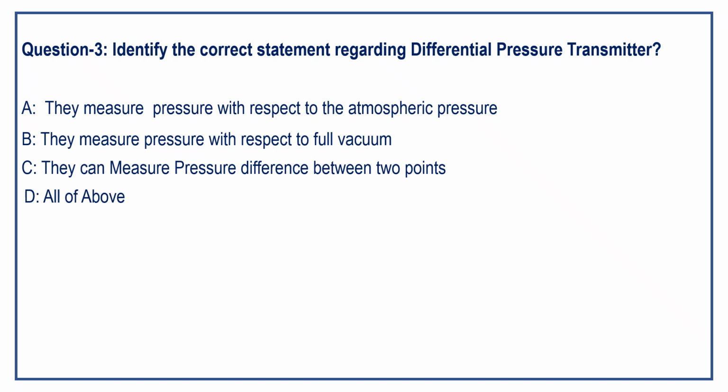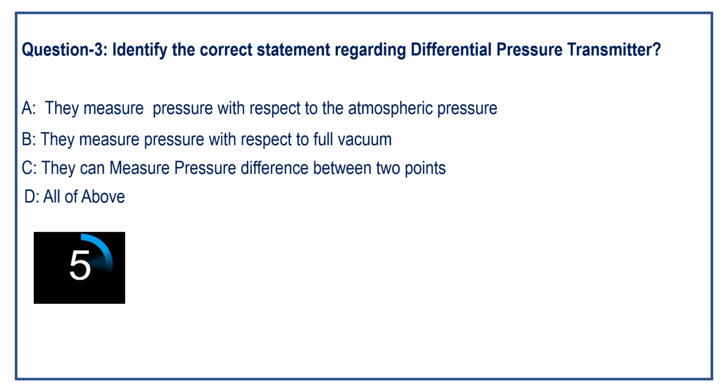Next question is identify the correct statement regarding the differential pressure transmitter. Let's see the options. Option A, they measure pressure with respect to atmospheric pressure. Option B, they measure pressure with respect to full vacuum. Option C, they can measure pressure difference between 2 points. Option D, all of above.